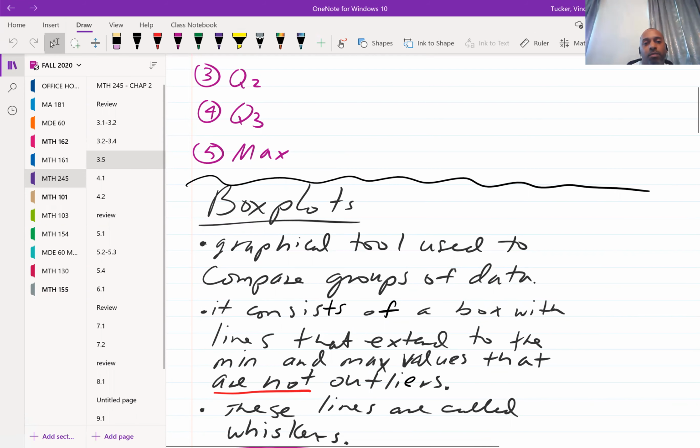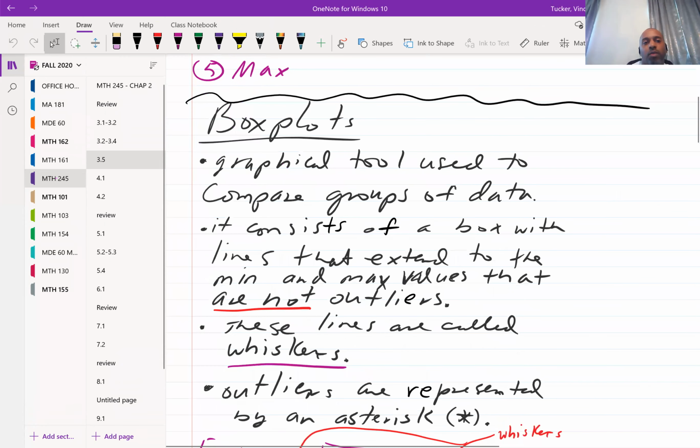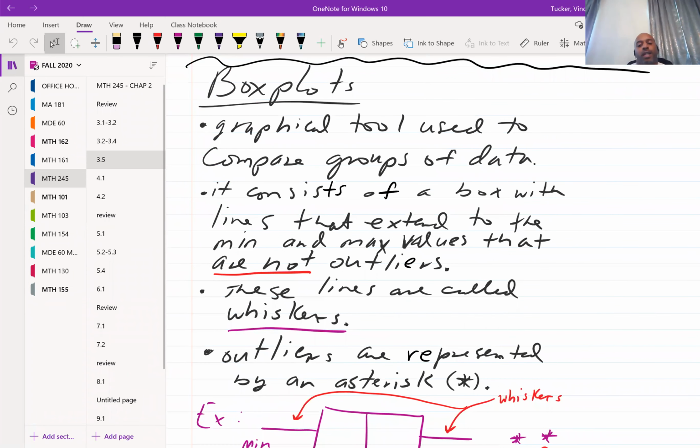Is everybody done with the top? Okay, good. These lines are called whiskers, and outliers are going to be represented by an asterisk.